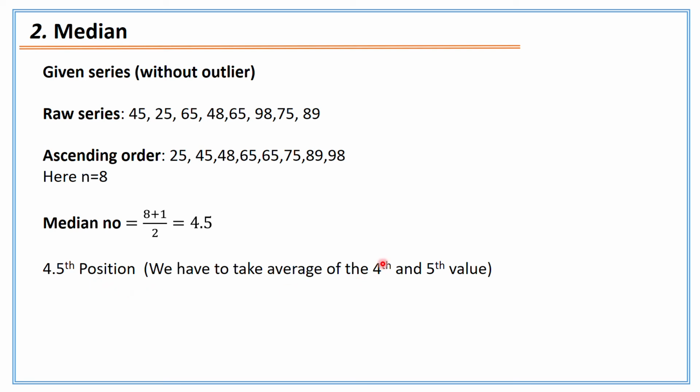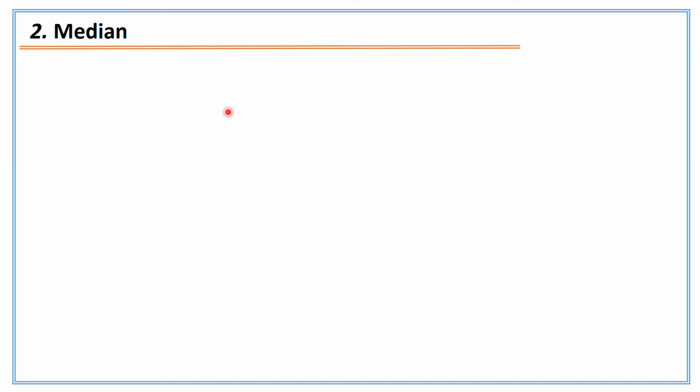So we have to take the average of the fourth and fifth values in this series. The fourth value is 65 in this ascending order data set, and the fifth value is also 65. So 65 plus 65 by 2 is 65. So our median value is 65. Now I want you to observe this is the same series. So when we have taken the median, it is giving a value closer to the central tendency.